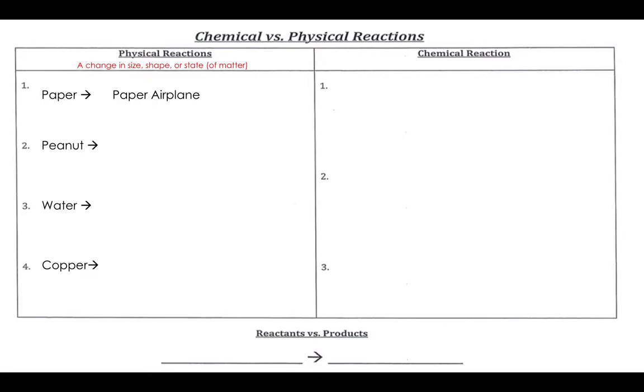When we look at a peanut, a potential physical change or reaction that could occur with a peanut is taking that peanut, mashing it up to form peanut butter. Once again, not changed chemically, just changed in shape and size or state of matter.